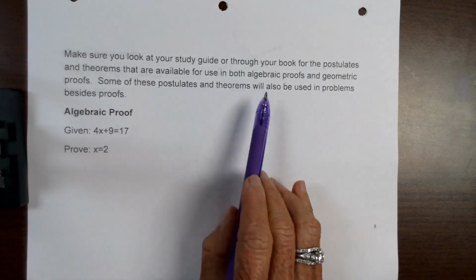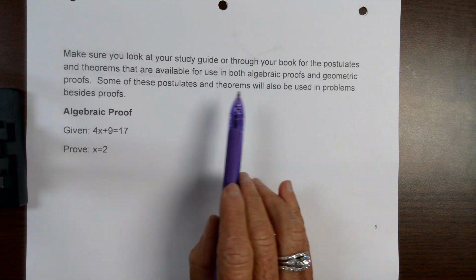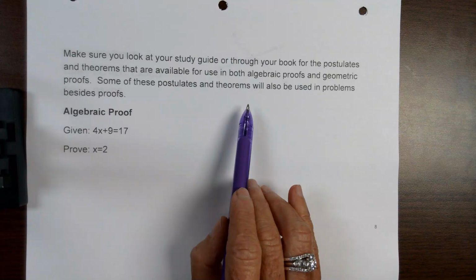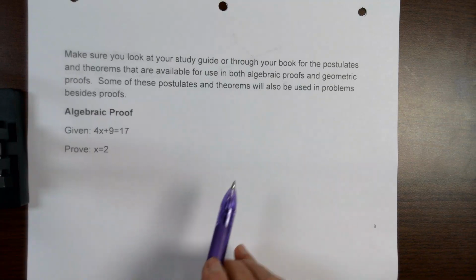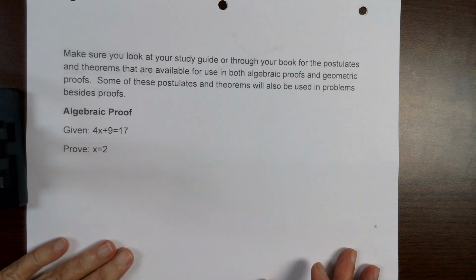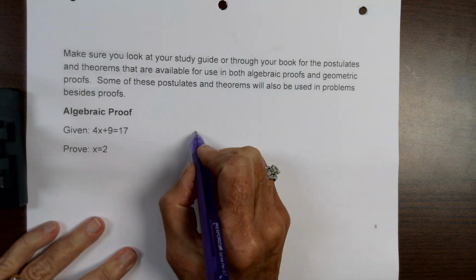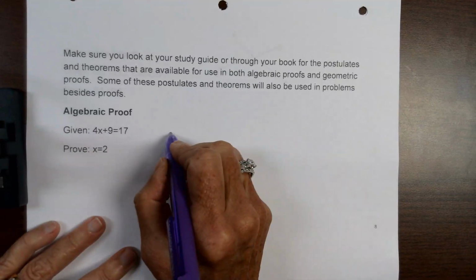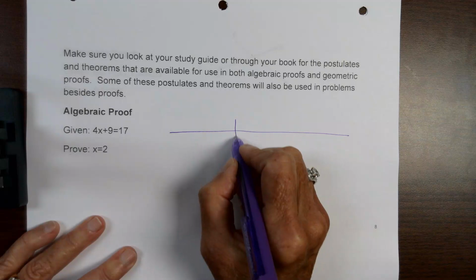Those postulates and theorems are used in algebraic proofs and geometric proofs, and some of the postulates and theorems are just used in problems besides proofs. Hopefully some of your homework will show that. This is an algebraic proof, and I've already got the given and the prove down, so I'm going to go ahead and do my two-column.